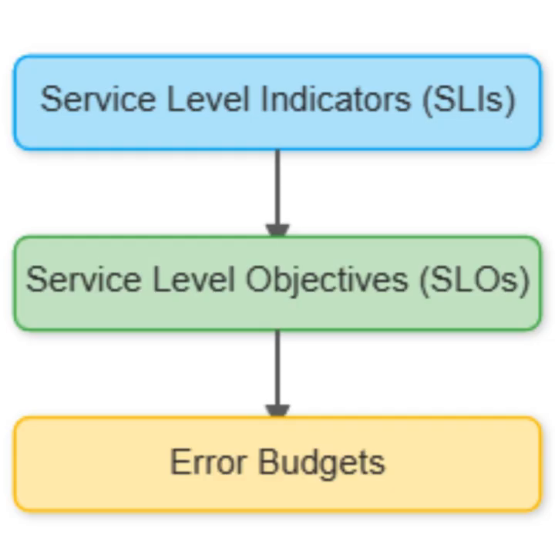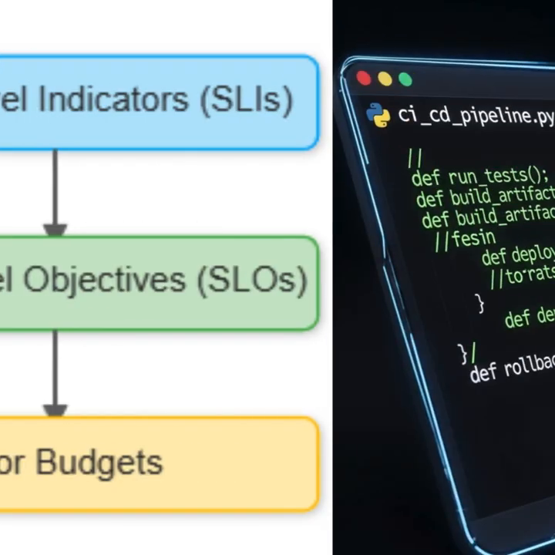This budget isn't just a number, it's a powerful governance tool. When you're within budget, you can take calculated risks, deploy new features, or experiment. But if you're burning through your budget too quickly, it signals that reliability work must take precedence over new feature development. This becomes the true foundation for proactive SRE.